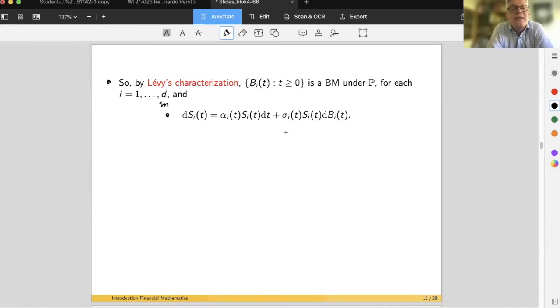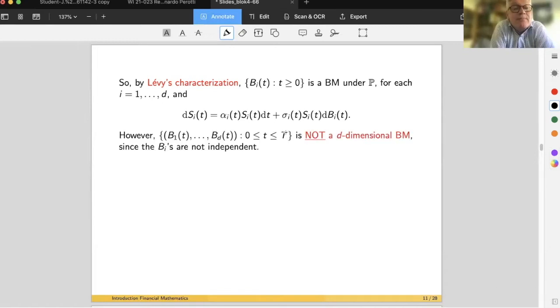We want to work with it, and there is an important notion, is that the B_i(t), they are not independent. So B_1(t), B_2(t), up to B_d(t), with little t between 0 and capital T, is not a d-dimensional Brownian motion, because these B_i are not independent. And we can see that when we look at the cross variation. The fact that it's not a Brownian motion means that we cannot use, for example, the d-dimensional Girsanov theorem, because that is all based on independent Brownian motions.